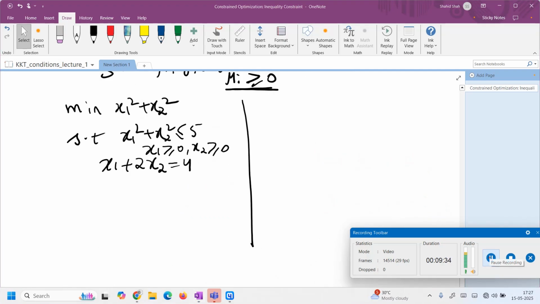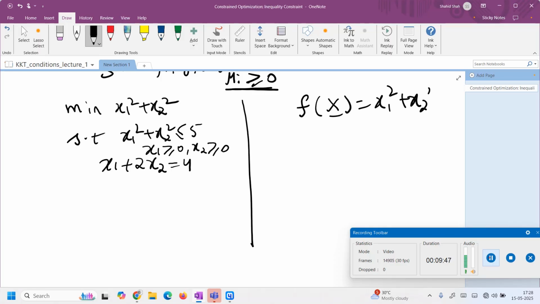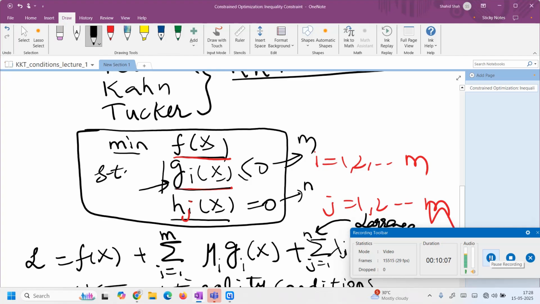So here is the problem we were going to solve. Now let's see how we can write it into the standard form. So in standard form, basically you have f of x equals x1 square plus x2 square. Now you have inequality constraints, so g1 of x we can write as x1 square plus x2 square minus 5. Then you see you have x1 greater than equal to 2. But the standard form of optimization has this form, that the inequality should be of this form: g i of x less than equal to 0.